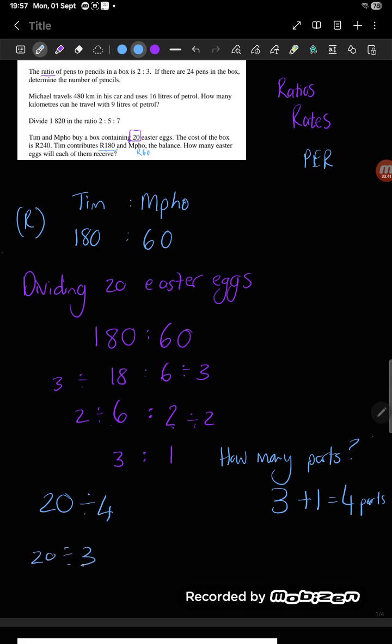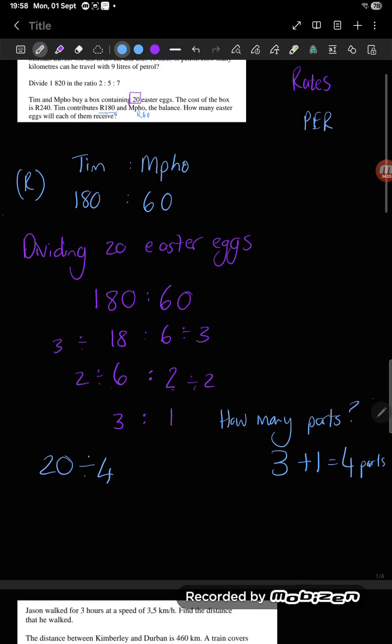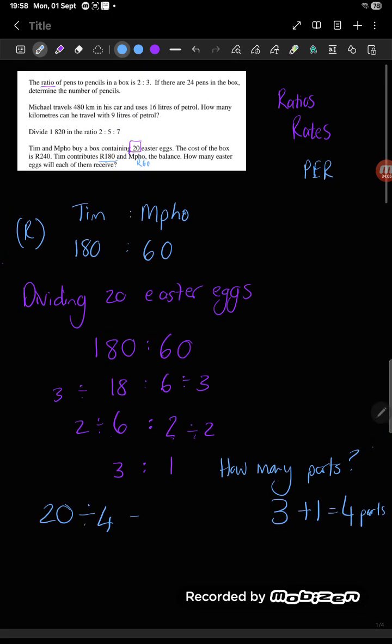Note, I don't say 20 divided by 3 and then add some weird number. No, you're going to divide the whole number, like we did with the 1820, by how many parts we have. So 20 divided by 4 is equal to 5. I've got 5 Easter eggs per part.